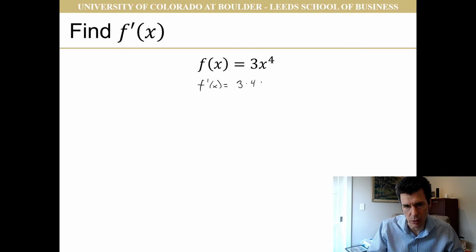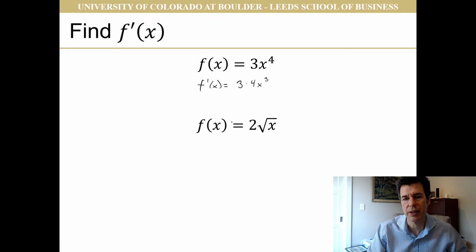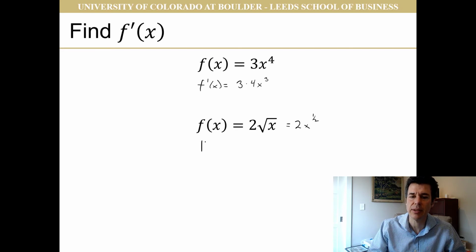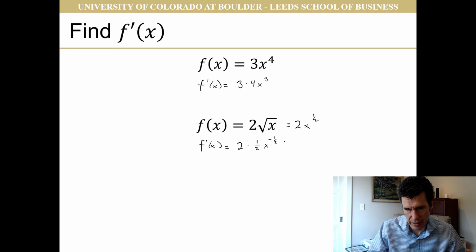Well, that's 4x to the 4 minus 1, which is 3. The derivative of 2 times the square root of x. I like to get rid of the radicals and write those as exponents. So that's 2x to the 1/2. Which means f prime of x equals 2, the constant, times 1/2 x to the 1/2 minus 1, which is -1/2, which of course 2 times 1/2 is 1, so that's x to the -1/2. Or if you really want, 1 over square root of x.